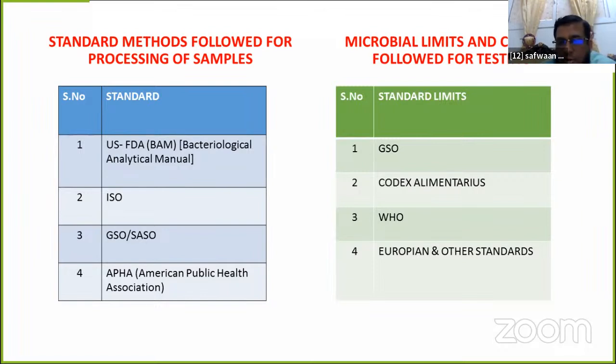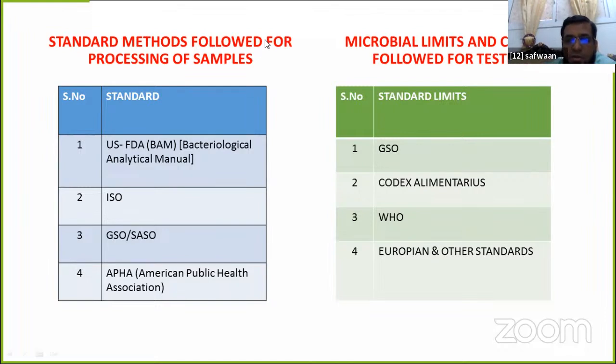Now, coming to the limits, how many bacteria present should be allowed in a sample for each type of sample, this is given by Codex Alimentarius. It is the main standard. Based on the Codex Alimentarius, different countries have standardized their limits according to their preferences. I am presently following GSO limits.